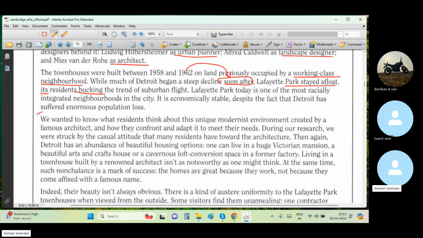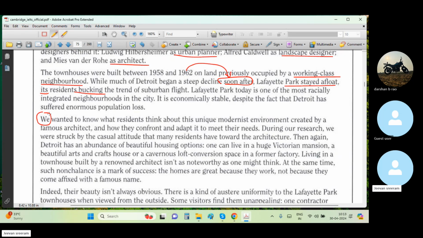So the authors' team wanted to know what residents think about the unique modernist environment created by the famous architect, and how they face and adapt, meaning adjust it, to meet their needs. The authors' team wanted to know how residents feel about the thing they have got: the modernist buildings to reside in. They just wanted to know how they are able to manage things in these modernist houses, how they are adjusting the buildings to meet their requirements.